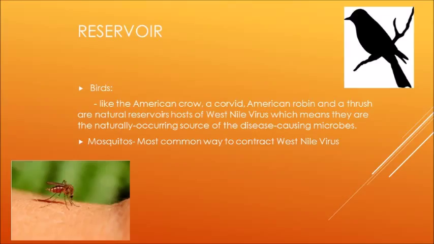Reservoir. Birds, like the American crow, a corvid, and the American robin, a thrush, are natural reservoir hosts of West Nile virus, which means they are the naturally occurring source of the disease-causing microbes. Mosquitoes are the most common way to contract West Nile virus.